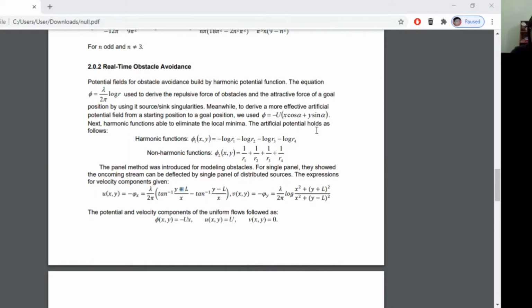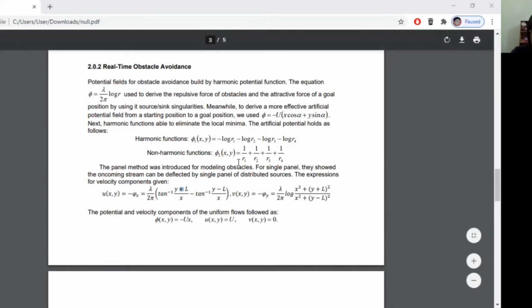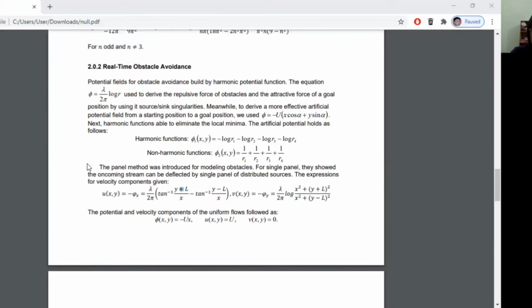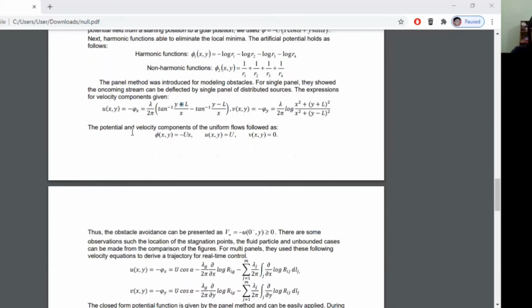The artificial potential field is as follows. This is the harmonic function, and this is the non-harmonic function. The panel method was introduced for modeling obstacles. For a single panel, they showed the oncoming stream can be deflected by a single panel of distributed sources. The expressions for velocity components are given by this. And the potential and velocity components of the uniform flows follow as these three.